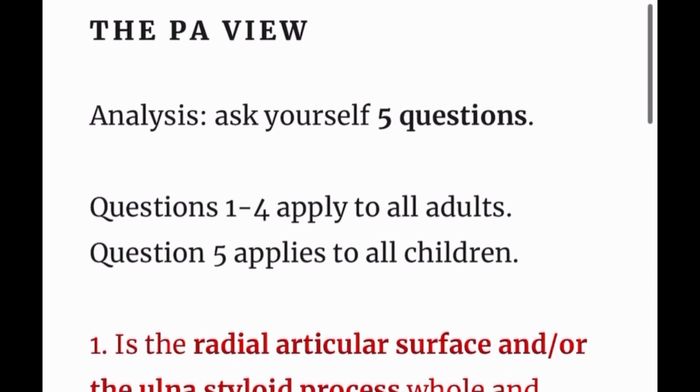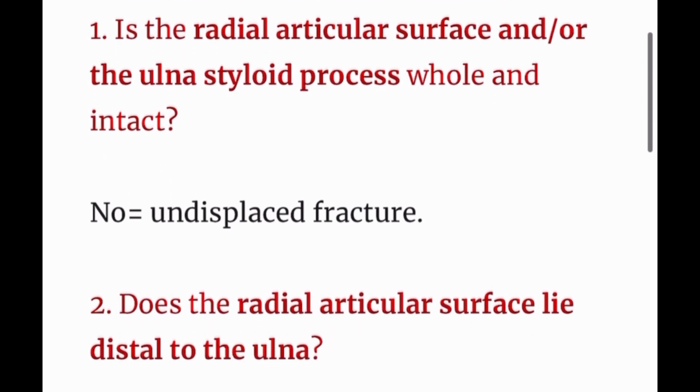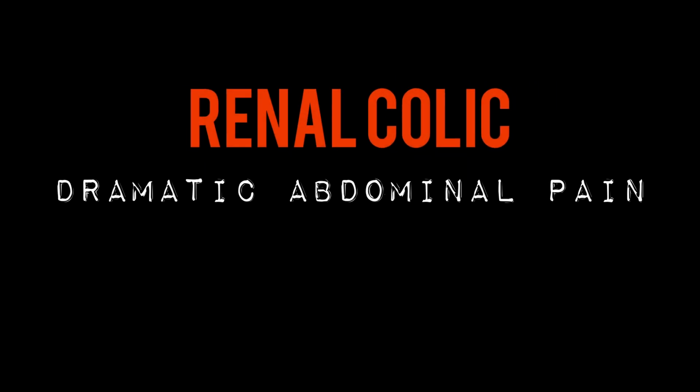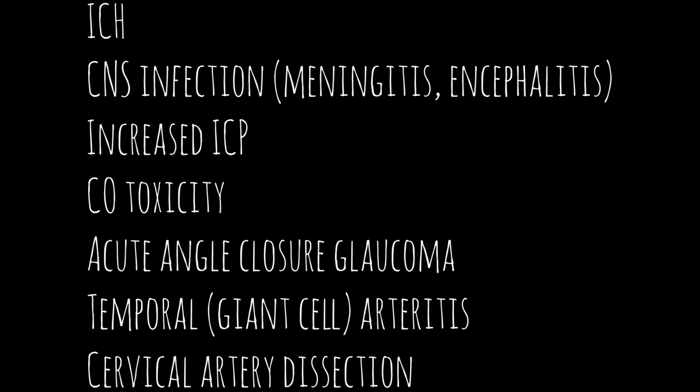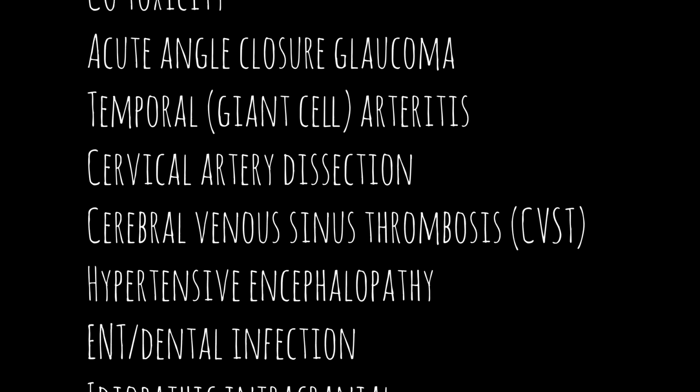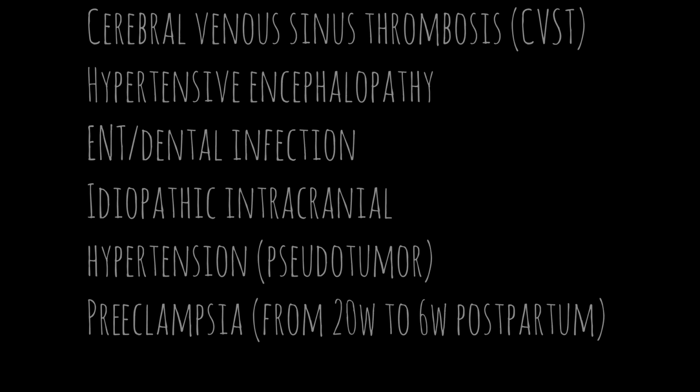Remember your wrist X-ray checklist when examining wrist radiographs. Patients with urinary tract pathologies can present with dramatic abdominal pain. The pain can be from a stone or urinary retention. Be mindful of killer headaches, including those from carbon monoxide poisoning, pre-eclampsia, and CSVT.